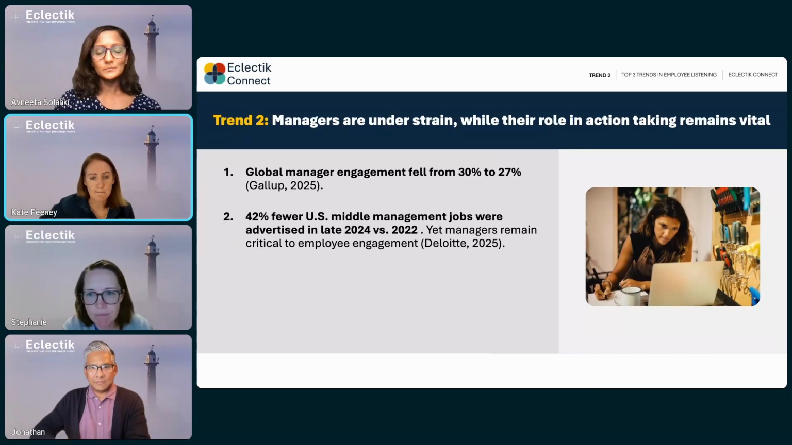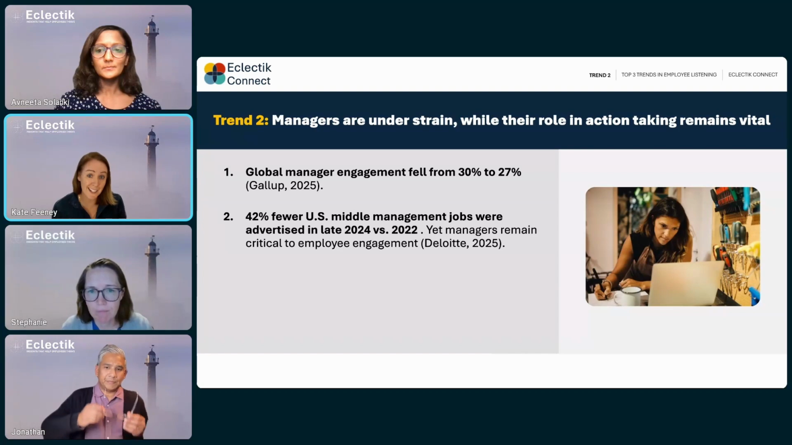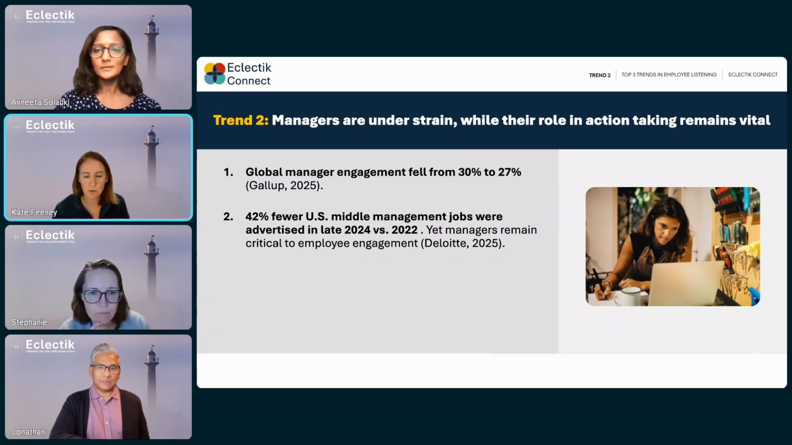So there is a decline there that isn't necessarily being matched with resourcing. We see that there are fewer middle manager jobs being advertised as well, a drop of 42% between 2024 and 2022. So a big drop in terms of the boots on the ground, the number of managers managing and leading teams. And we know that once you get teams beyond 7 or 8, the effectiveness of those teams goes down, the ability to build those relationships we've been talking about goes down, and the level of stress on the manager goes up.